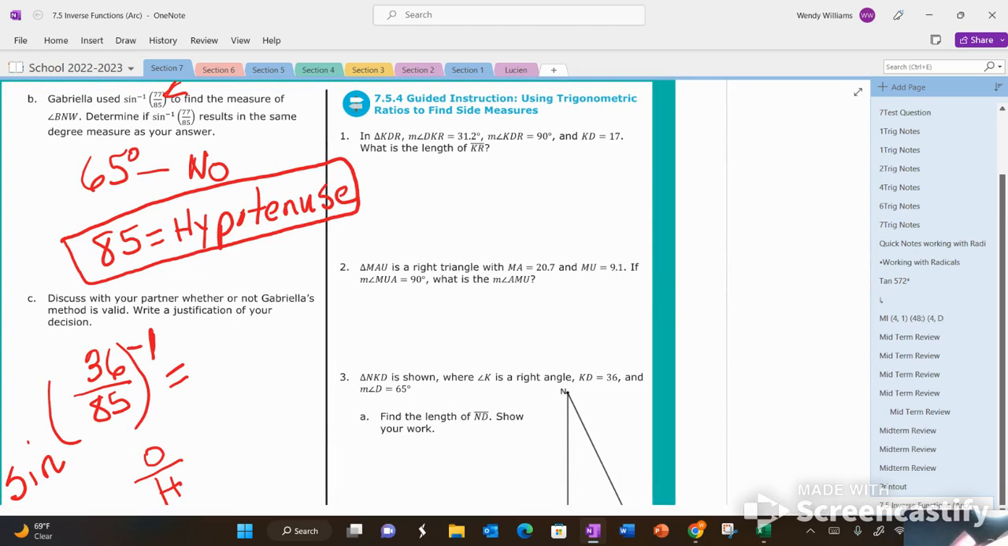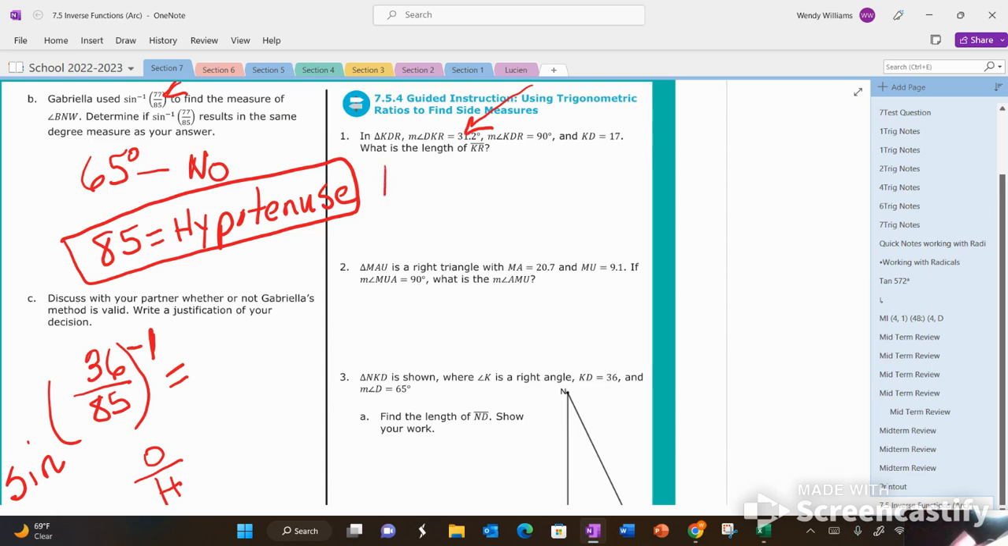Let's try another one. Number 1, 7.5. In triangle KDR, where the measure of angle DKR is 31 and the measure of angle KDR is 90 degrees, and the distance of KD is 17, what is the length? Now we're going back to finding lengths and not angles. So this is not an inverse. Why is it not an inverse? Because they're giving me the angle.